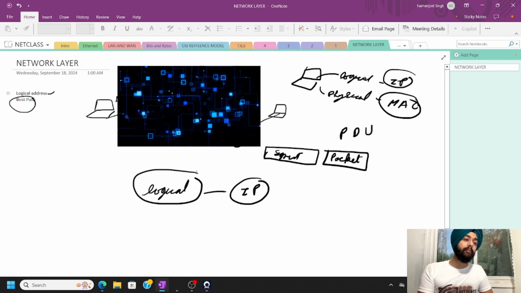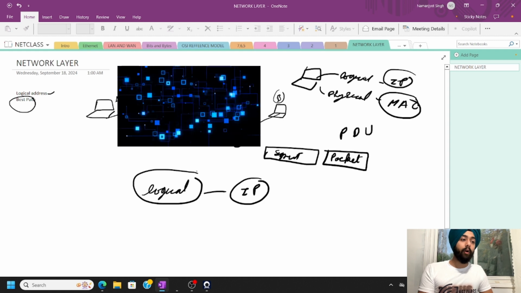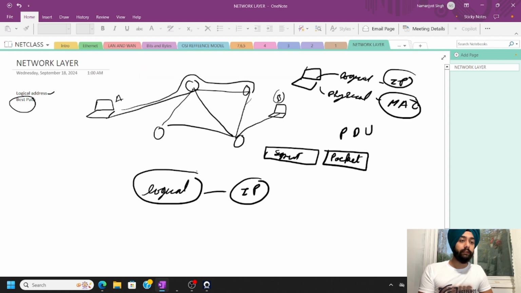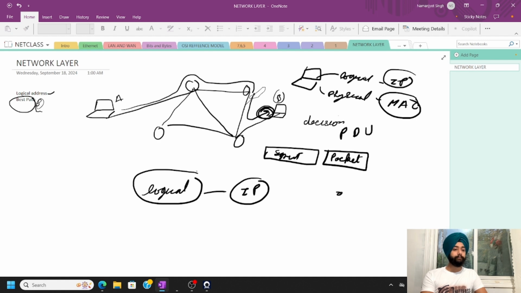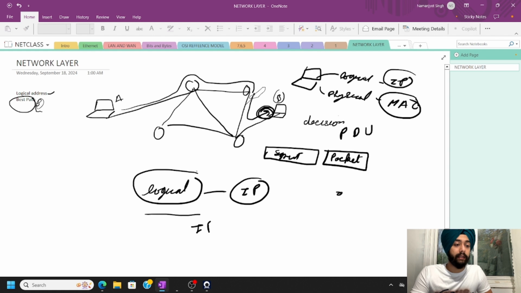We are sending a packet from node A to node B. How this follows the best path depends upon the decision we make. Where does this decision come from? This decision is made with the help of the transport layer. Okay, with the help of the transport layer, the decision is made. So this is the reason it helps in finding the best path to forward the traffic. Let's see this. In the network layer come IP addresses, which help in forwarding the traffic.